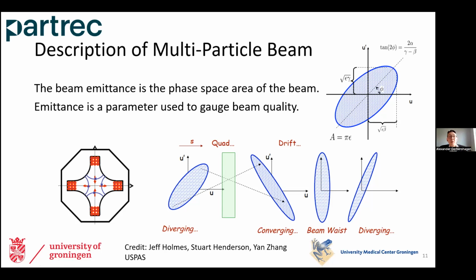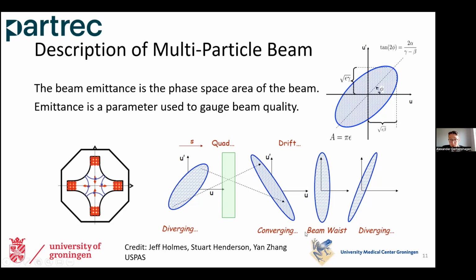But then you can have, for example, focusing elements like the quadrupole, which focus the beam back. And so what they do is they invert this correlation, and you get a negative correlation between u prime and u. The beam is then converging. The particle which is on the right has an angle which is pointing to the left. Okay, so this means there is negative correlation between the angle and the position. And then, of course, if the beam is converging, at some point you will have a focal point, right? So this is where the beam waist is.